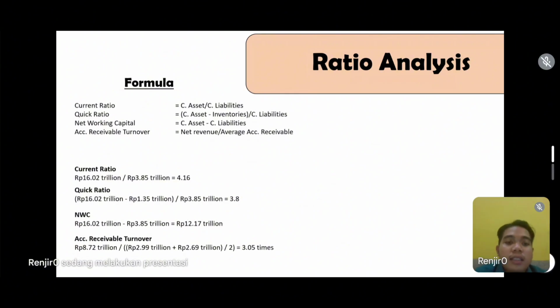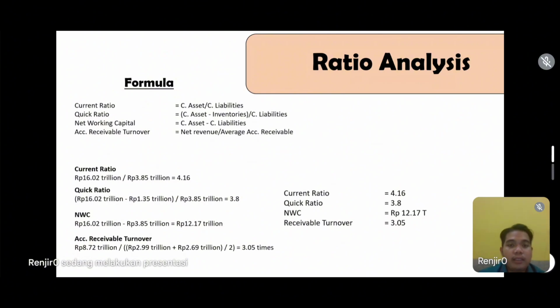So for the current ratio in 2024: 16.02 trillion divided by current liabilities of 3.85 trillion equals 4.16. And then the quick ratio: 16.02 trillion minus 1.3 divided by 3.85 equals, I'm sorry, 3.8. And NWC: 16.02 minus 3.85 equals 12.17 trillion. And accounts receivable turnover is 8.72 divided by 2.99 trillion plus 2.69 divided by 2, equals 3.05 times. And here's the summary.